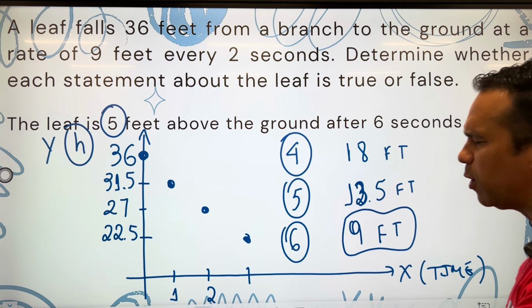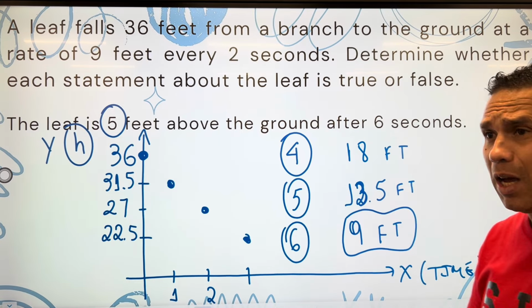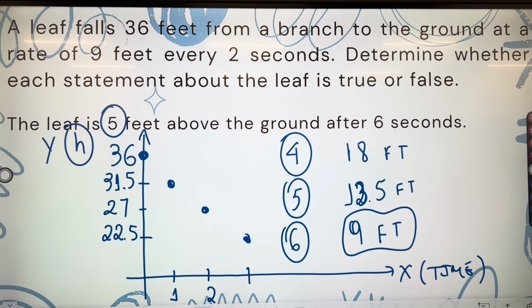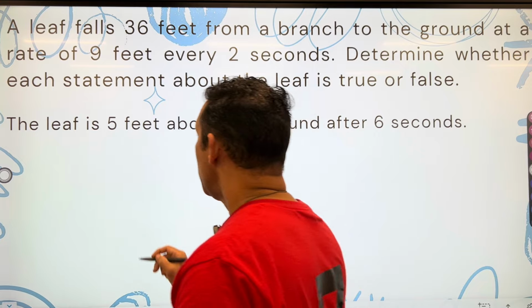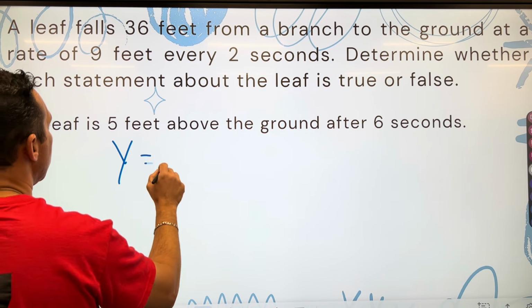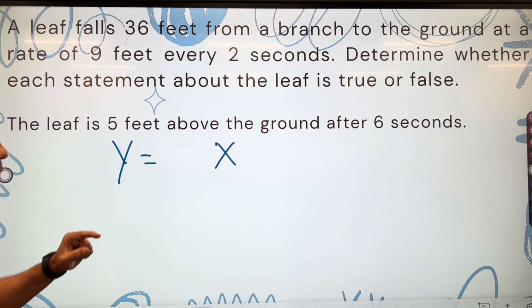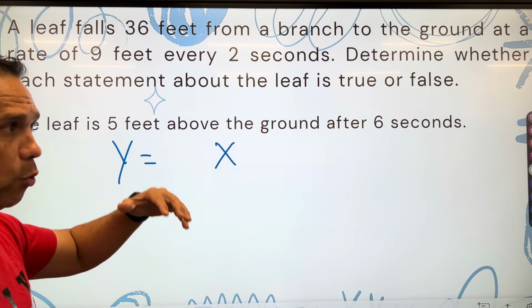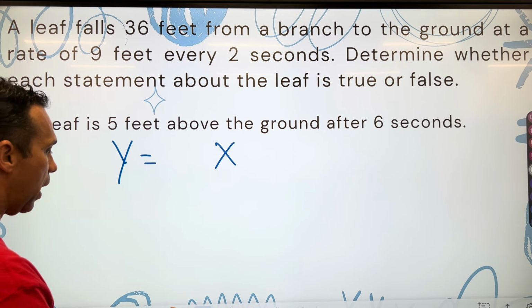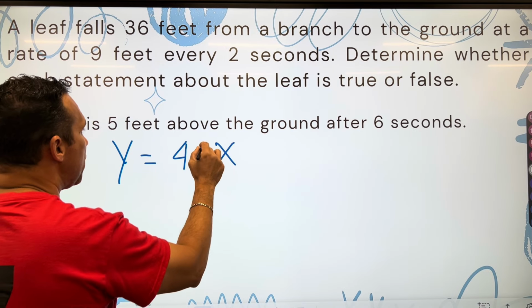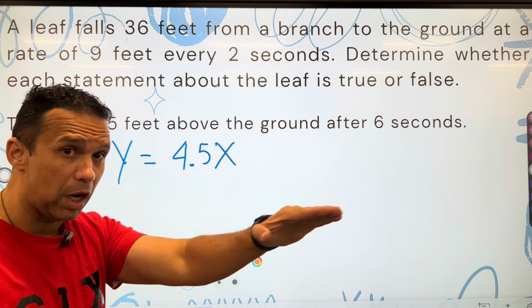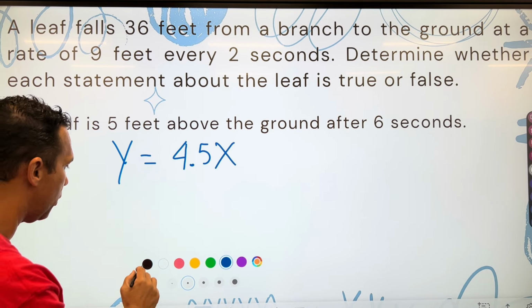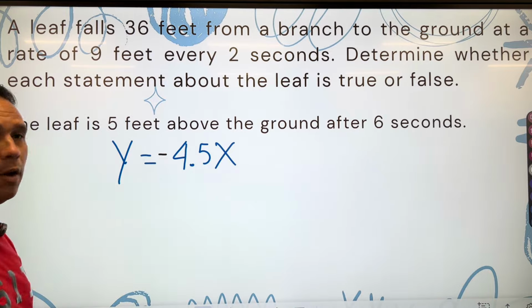Another way to do that, please stay with me for this. You can draw a graph, but it takes too long. We don't have this much time on SBAC. What we can do is write the function for that. So the height, y equals mx plus b. What is my rate of change, my slope? I'm going down every second by 4.5. I can't forget that since I'm losing height, I'm going down. You saw the graph will be negative.